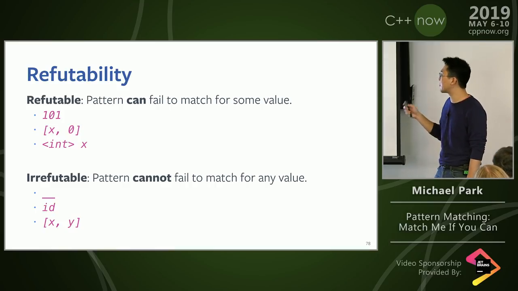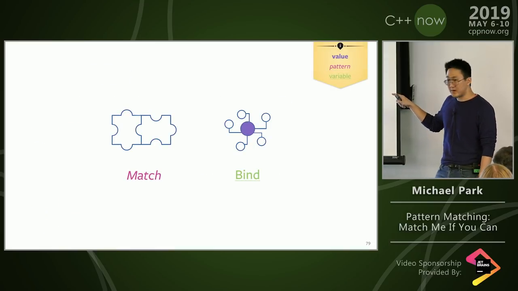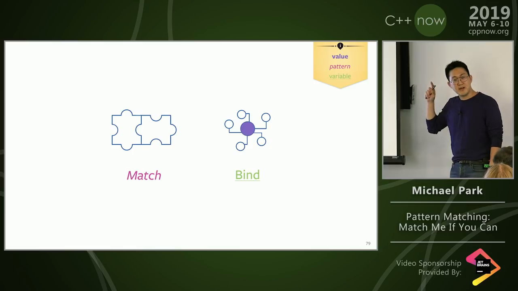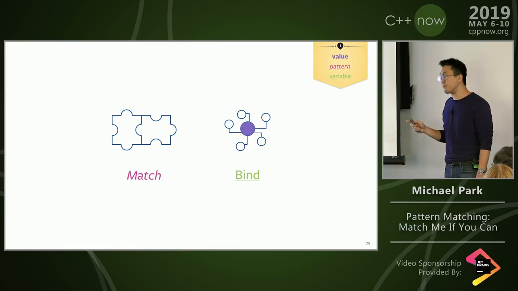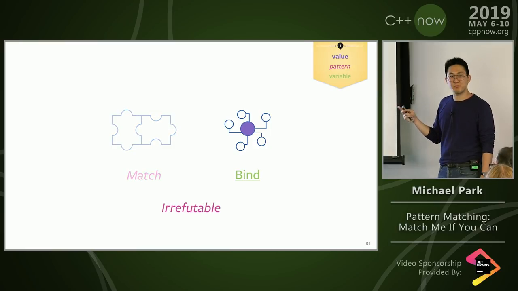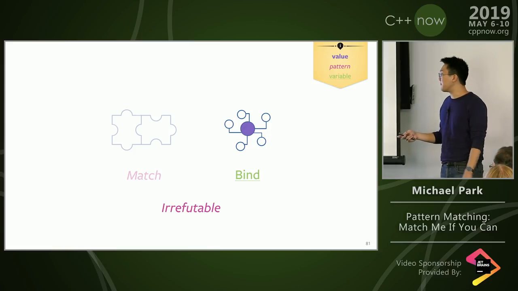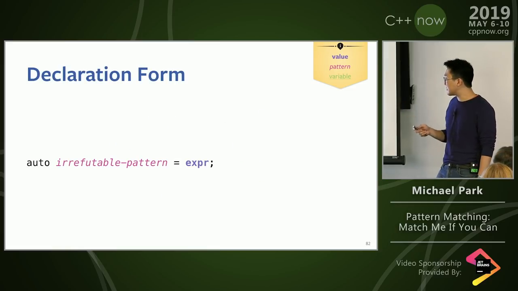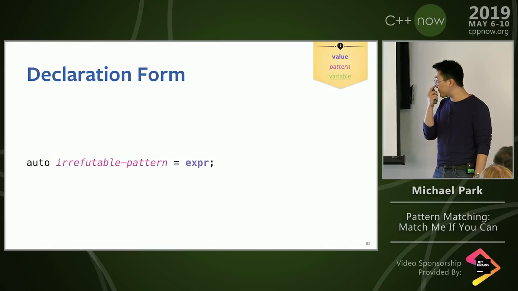So what does this mean? We go back to this, right? This was the essence of patterns. It matches and binds. Refutable patterns match and bind, but irrefutable patterns actually don't match at all. They just bind stuff. And if you're only binding stuff, then there's no potential for failure.